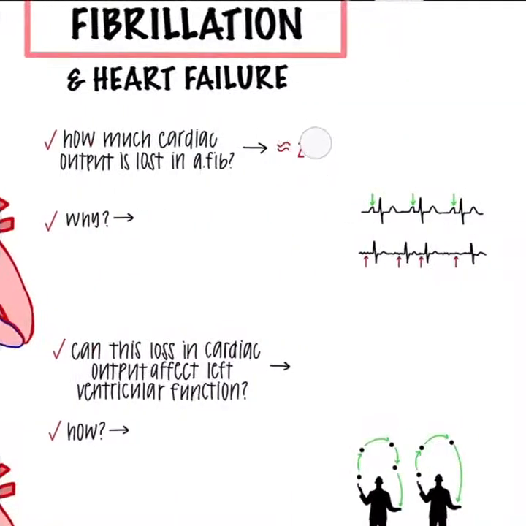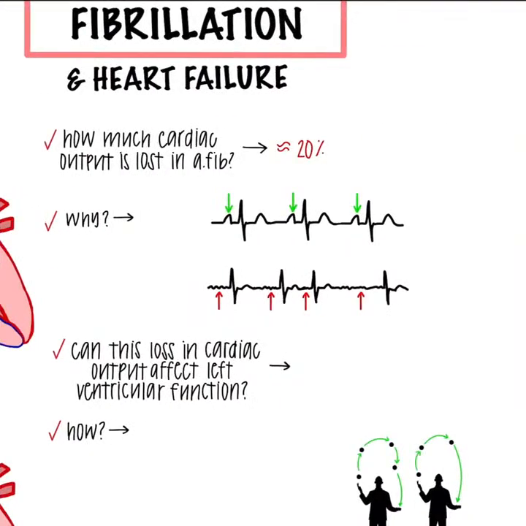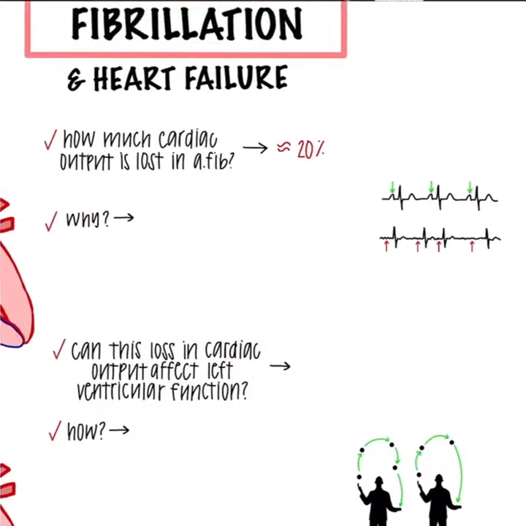Fibrillation is related to heart failure. First, you need to understand that about 20% of cardiac output is lost in Afib. If you look at the EKG, you see that you lose your P waves from sinus rhythm to Afib. Now you have these fibrillatory waves, and that's where the atrial kick is really lost. So why does this happen?